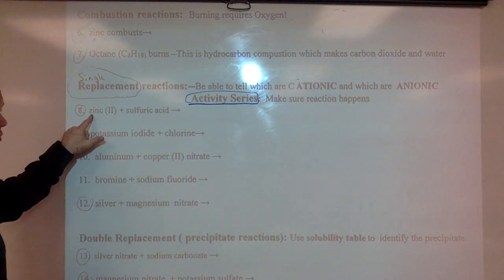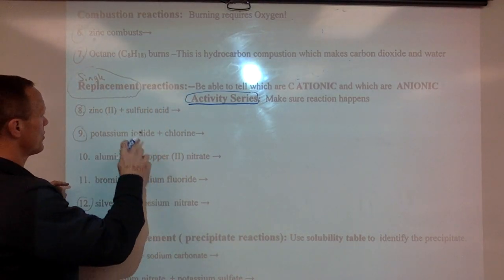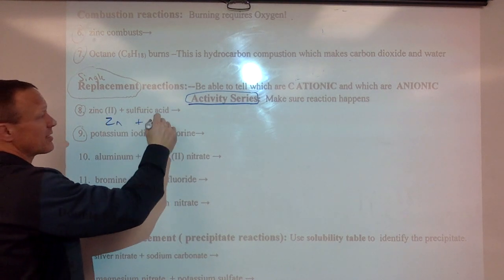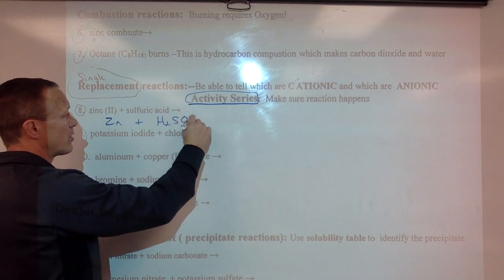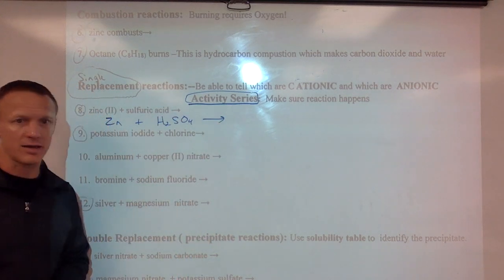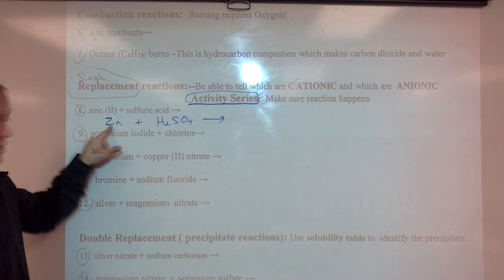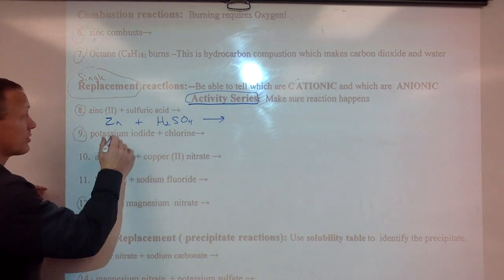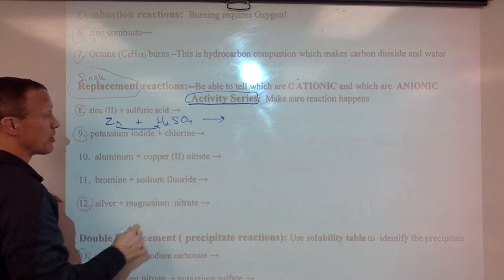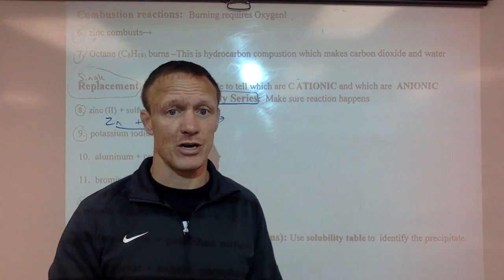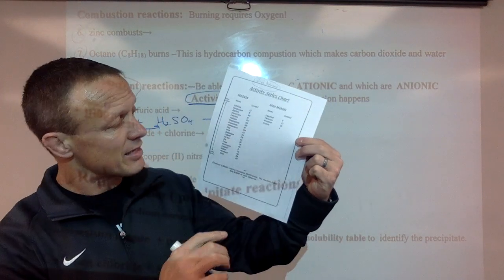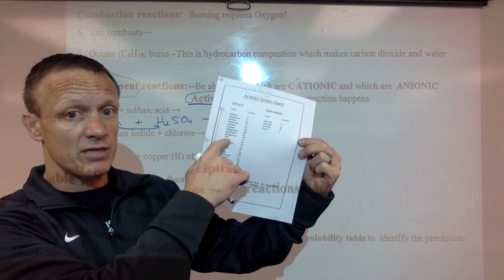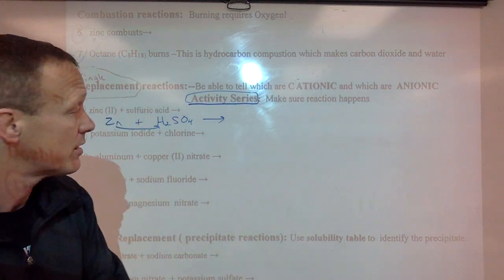So I'll do zinc plus sulfuric acid. That's kind of one of the harder ones. Zinc plus sulfuric acid is actually H2SO4. This is a cationic single replacement because zinc is a positive thing, so it's going to replace the positive thing here. Positive replaces positives. So zinc is trying to replace hydrogen. So first thing, before we write the reaction, make sure it happens. In order for it to happen, the element by itself, zinc, has to be higher up the list than hydrogen, and it is. So this reaction will happen.